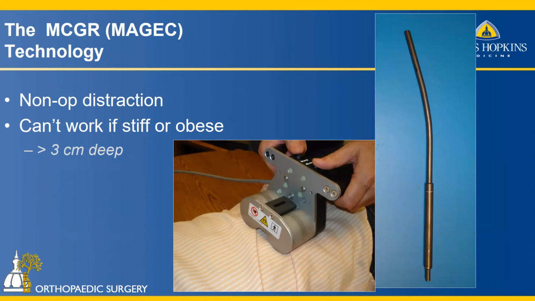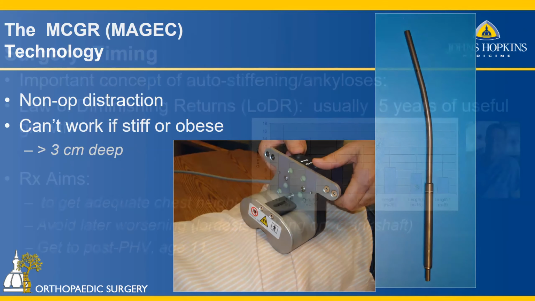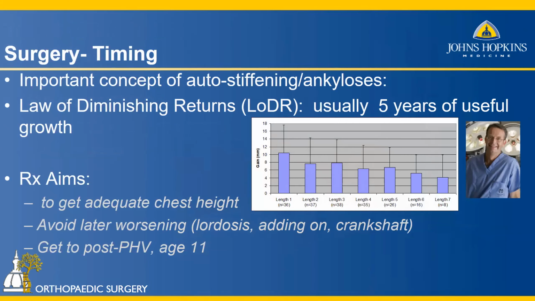A little bit about the magnetic technology. These allow non-operative distraction, but they don't work for everybody. If the spine is too stiff, such as in a reoperation, or the patient's obese with more than 3 centimeters from the skin to the spine, it probably will not have the power to distract the spine. So they're good for the really younger kids or the first few years. They don't always work as well as we sometimes hope.